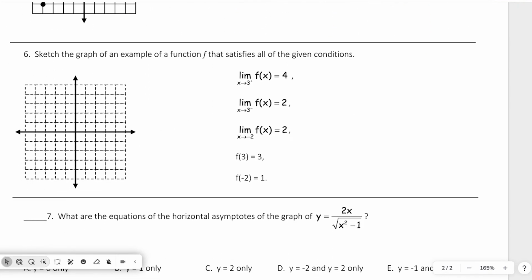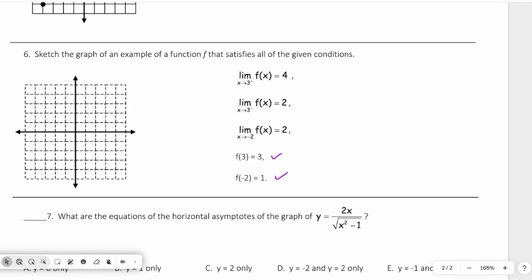Number 6 says sketch a graph with an example of a function f that satisfies all the given conditions. So your graph will not necessarily look the same as mine, and that's okay. As long as these conditions are met, then you're going to be good to go. I'm going to start with the points, because these are going to be well defined. These 2 points should look exactly like my graph.